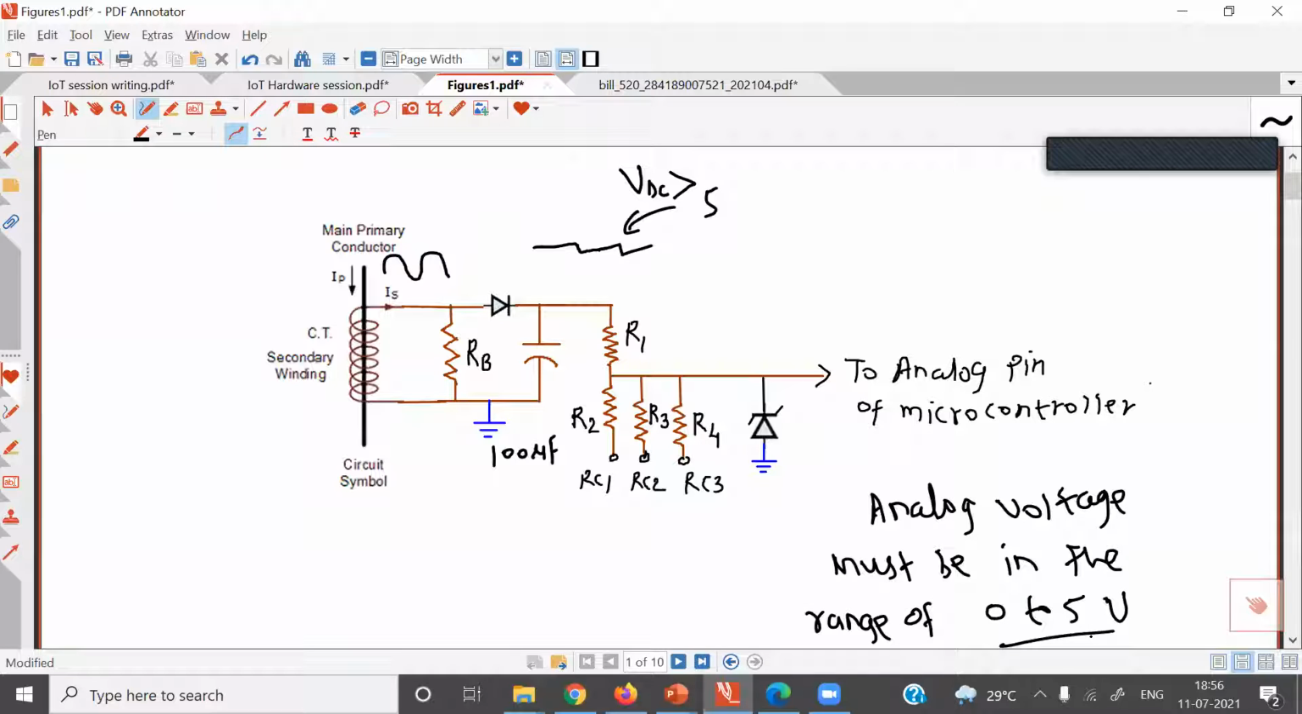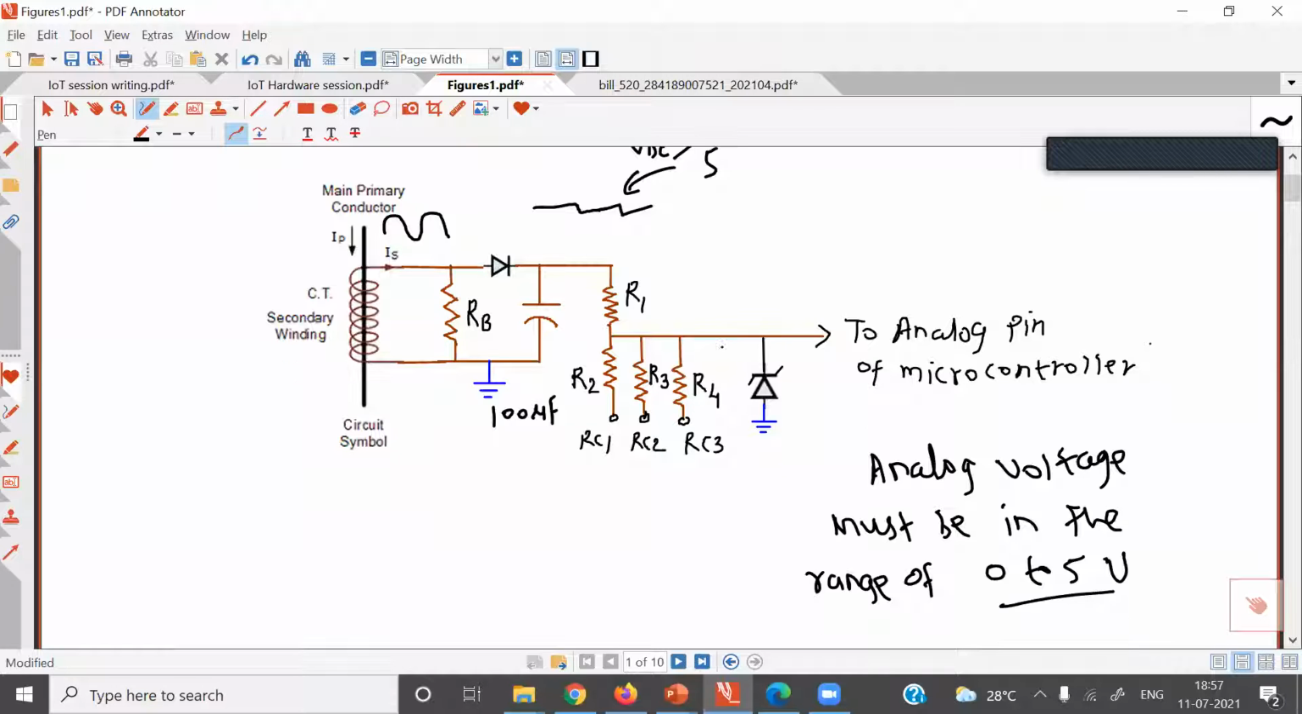0 to 5 volt. Say for example, if you want to measure current up to 200 ampere, then for 200 ampere, the voltage that you get at the output of the signal conditioning circuit must be 5 volt. It should not exceed that. Now there are some applications where the device connected may have different power rating.